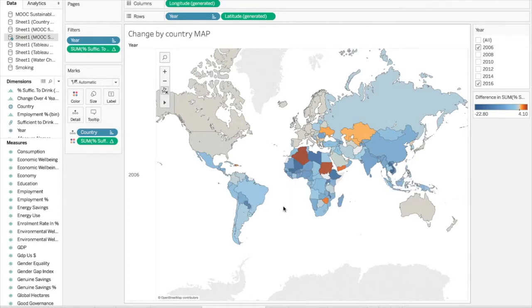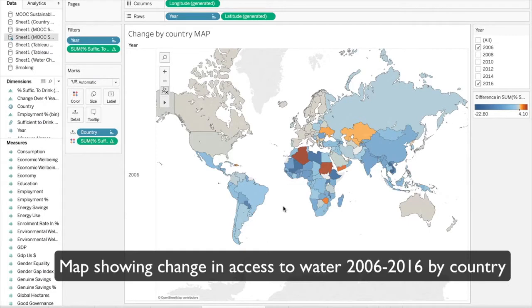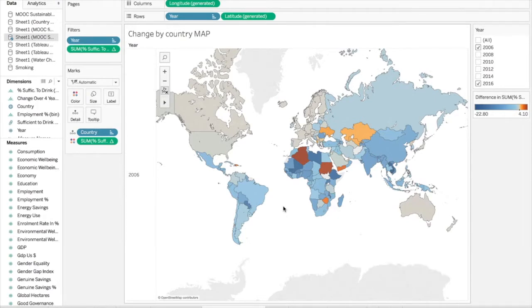So this map is showing the change in the water situation in a country from 2006 to 2016. And we can see that the countries that are dark blue have had a significant increase in the percentage of their population that have sufficient access to water. And the countries that are orange or dark orange have had a decrease.